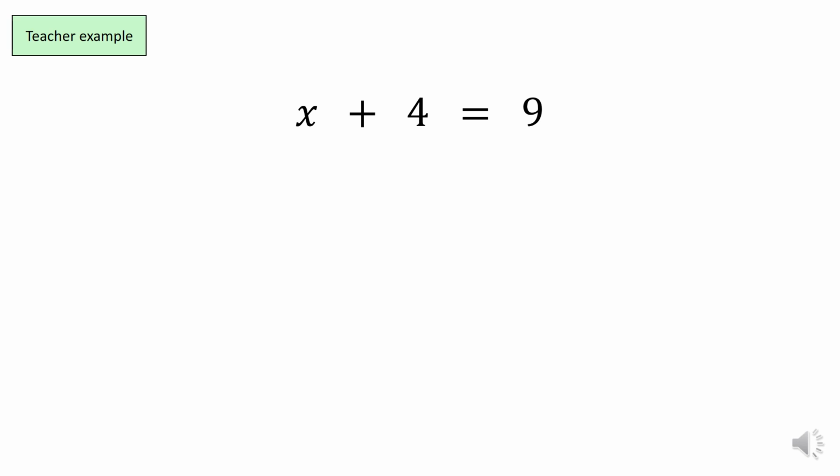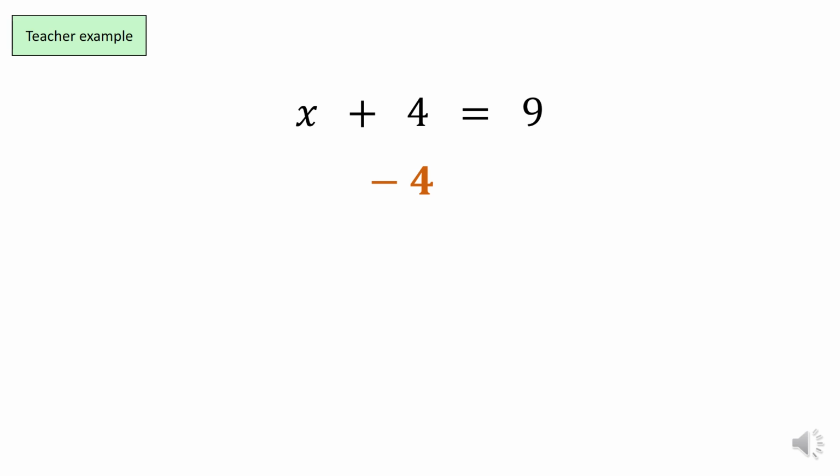Now, I want you to focus on that plus 4. So we're focusing on the symbol and the number, because this is what we're adding on to x to make 9. So if we focus on that plus 4, now we want to do the opposite of plus 4. So I want you guys to think, what is the opposite of adding 4? I'm sure some of you would have realized that the opposite of plus is to subtract, and the opposite of adding 4 would therefore be to take away 4.